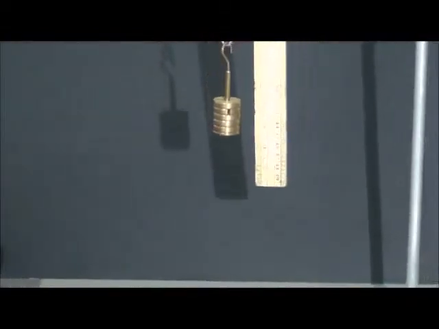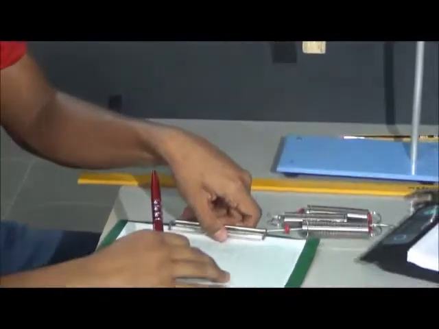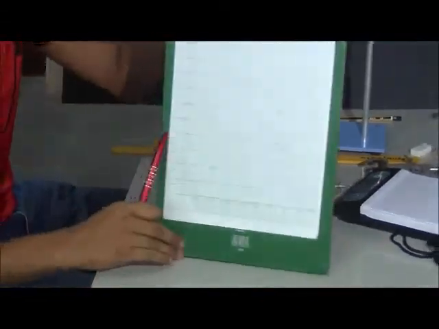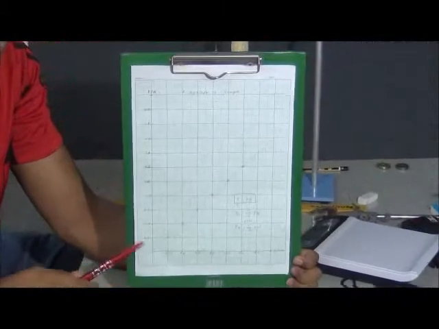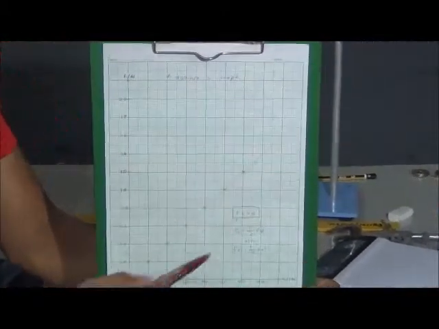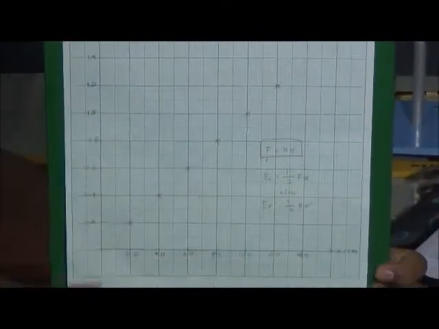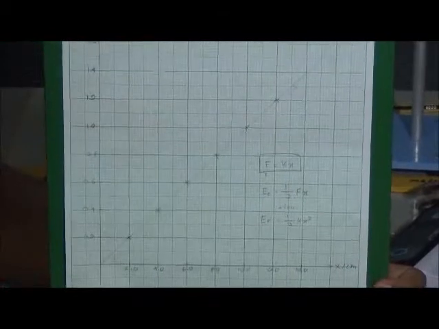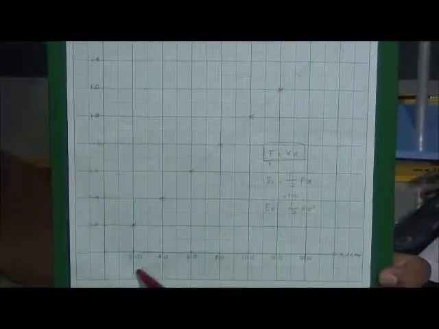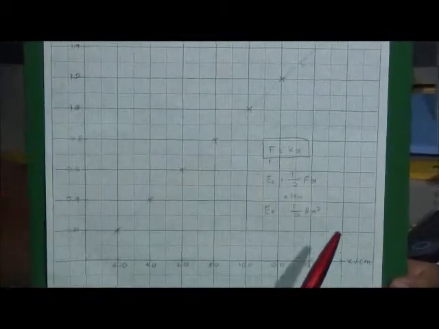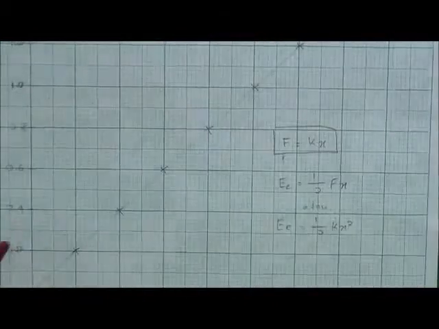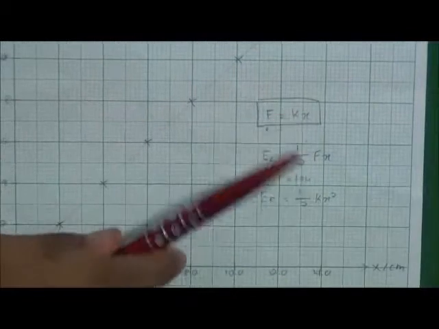From this data we can plot a graph. We can see this is a really nice graph, a straight line. So we can conclude that when the force increases, the extension increases. The gradient of the graph is the value of k.